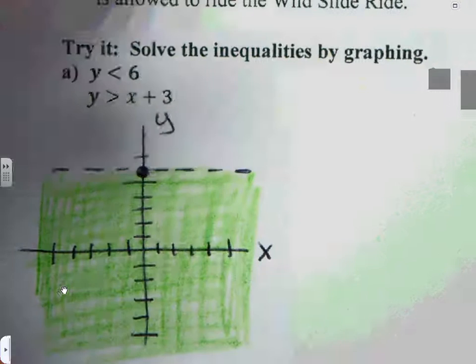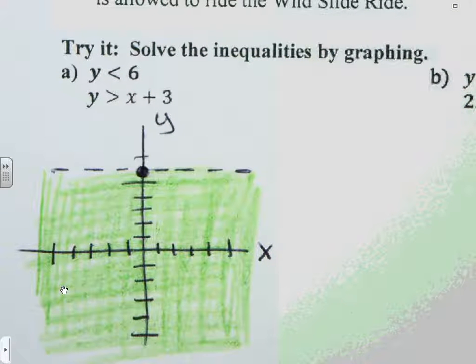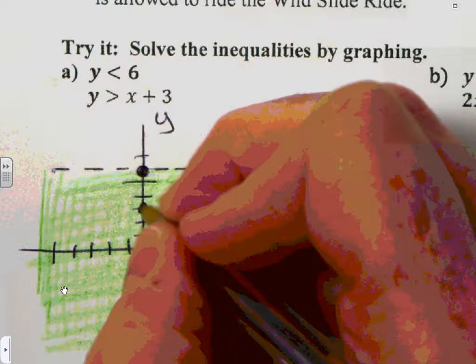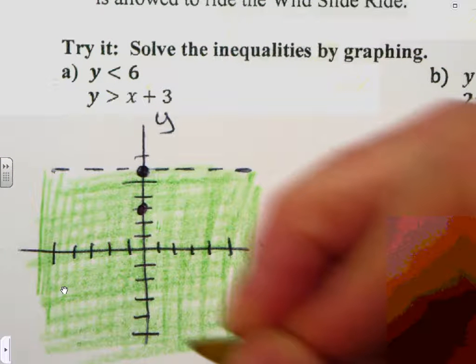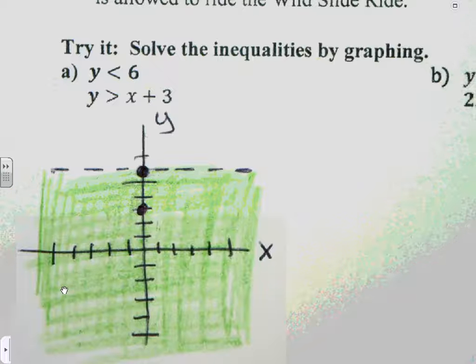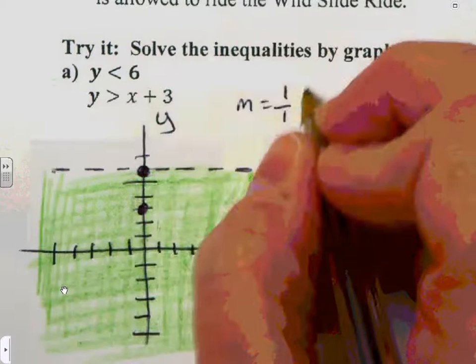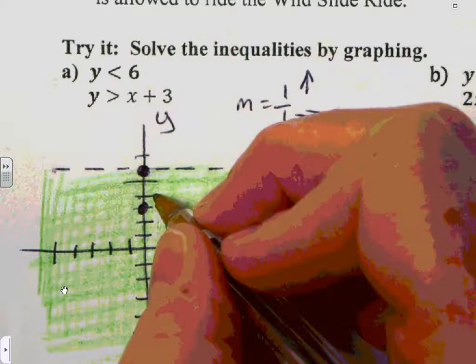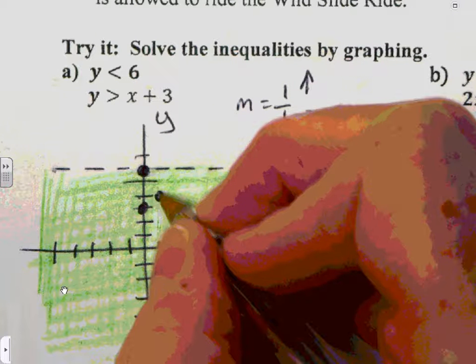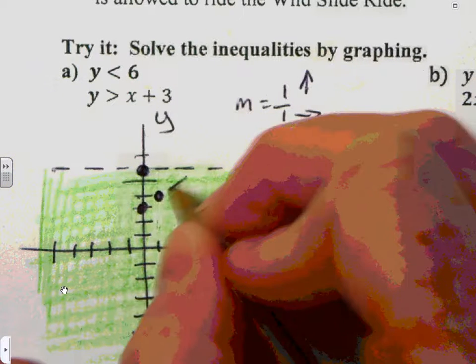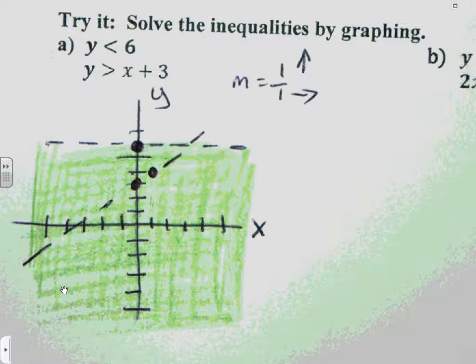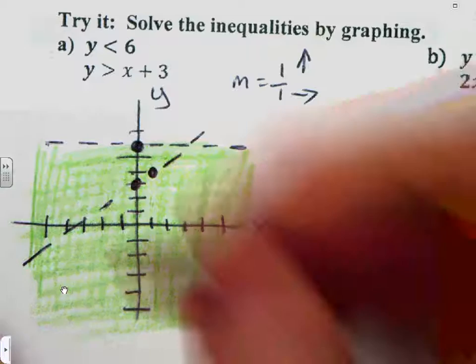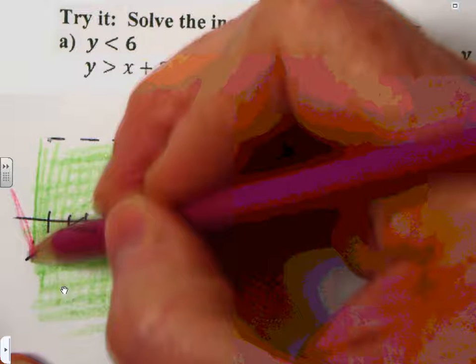All right. The second line, what's the begin here point? Positive 3. I have a slope of what? The slope is 1 over 1, so they're both positive. So I go up 1 and to the right 1. Dotted or solid? Dotted. And we will shade above this line.